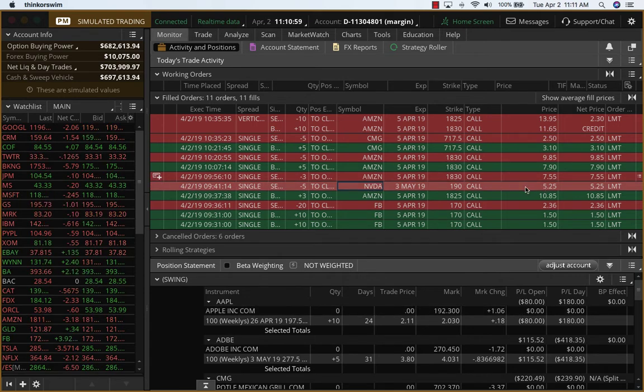Closed NVIDIA at 5.25, got in at 4.10 and closed it at 5.25. So now we are 11 out of 12 winners on the swing trade signal system. This started early March, end of Feb actually, and so we've closed 11 winners out of 12, I believe, in the swing trading signal service.